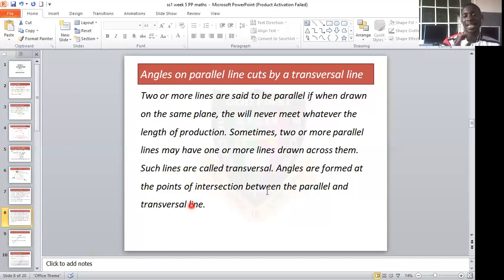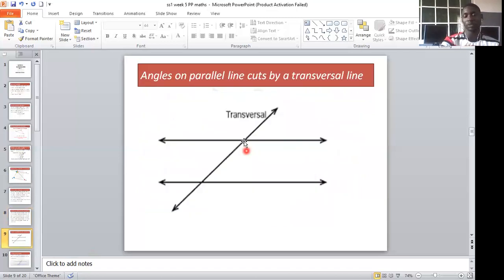Angles are formed at the point of intersection between the parallel and the transversal line. You know what point of intersection means: the point where two lines meet. This is the transversal line, and this is the first parallel line. They meet at this point, so angles are formed. There is an angle here, another here, another here, and another here. Here also, the second parallel line with the transversal line forms another angle here, here, here, and here. So at the point of intersection between the transversal line and the parallel line, an angle is formed.